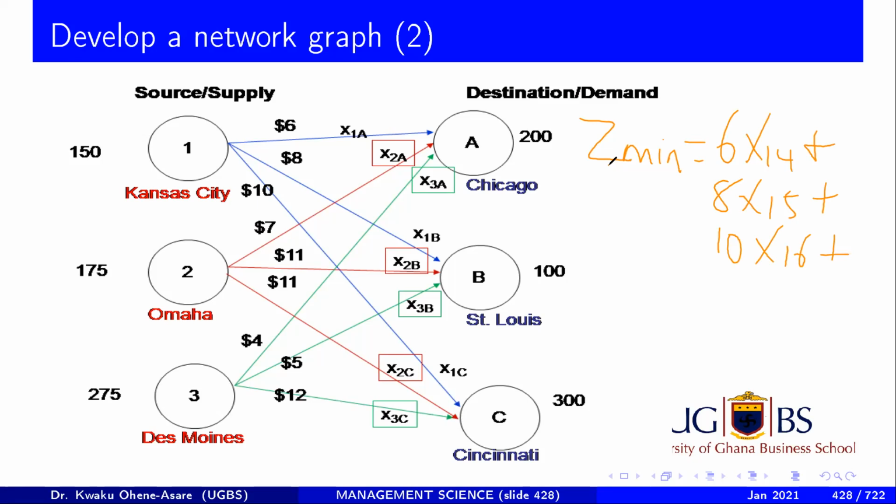10x16 plus, you keep going, then you go to number 2. Number 2 is 7, 11, 11. So you get 7x24 plus 11x25 plus 11x26. Okay, plus, then you go to the third node. And then you write that one to 4, 5, and then 12. You add all of that. And that becomes your objective function.